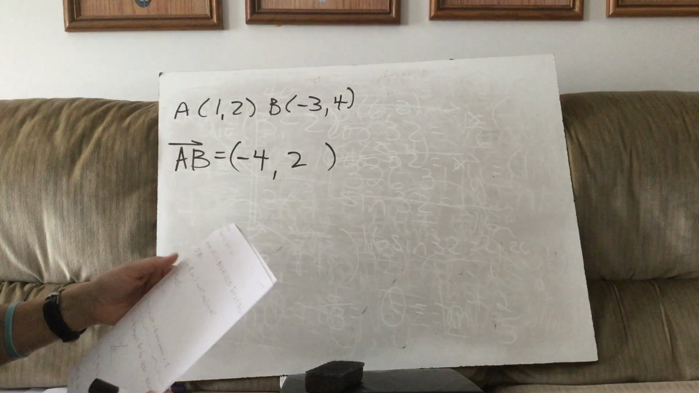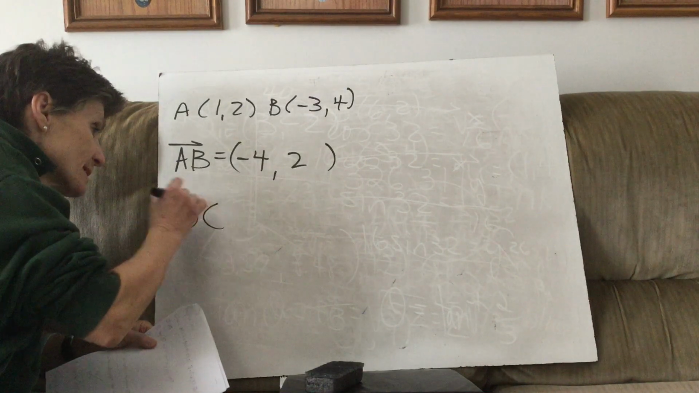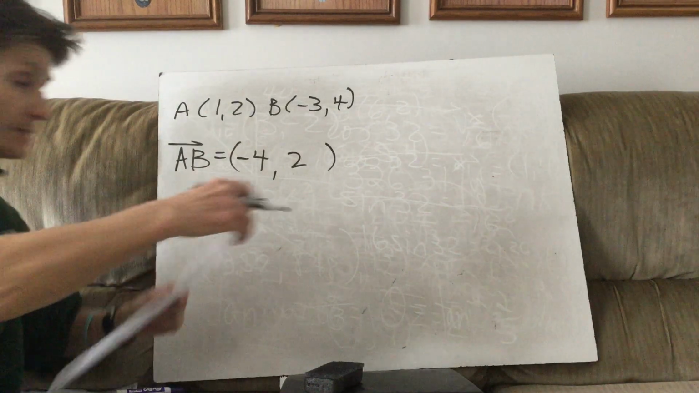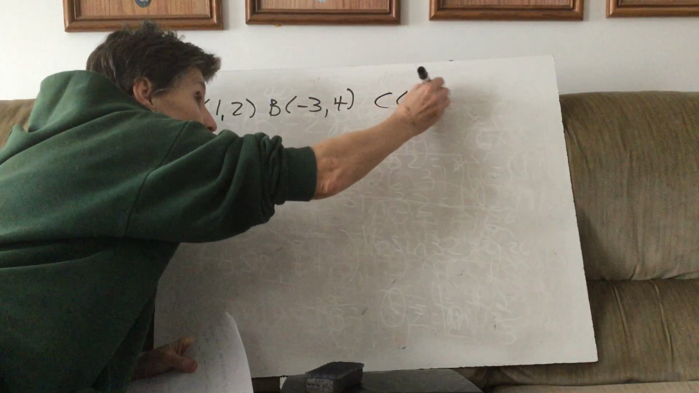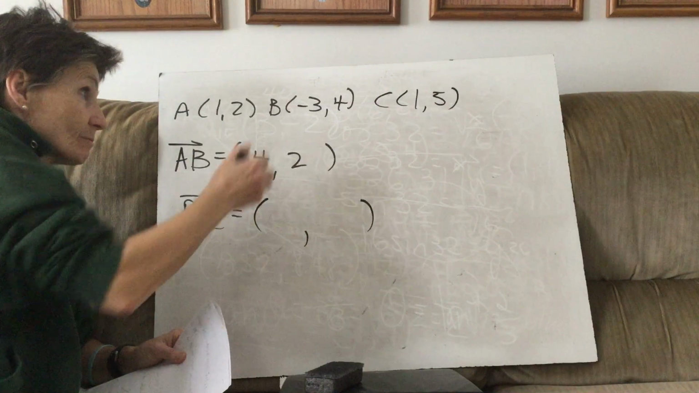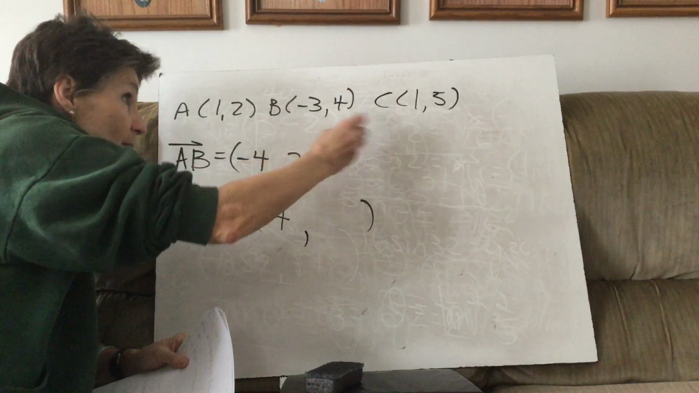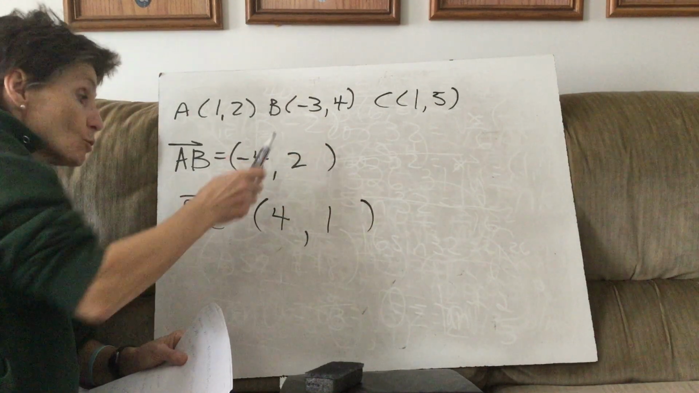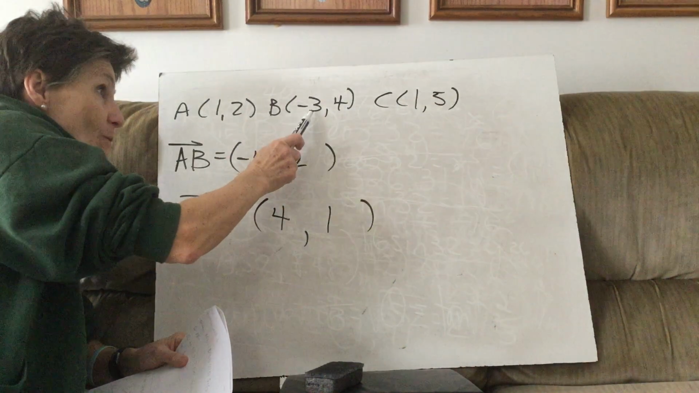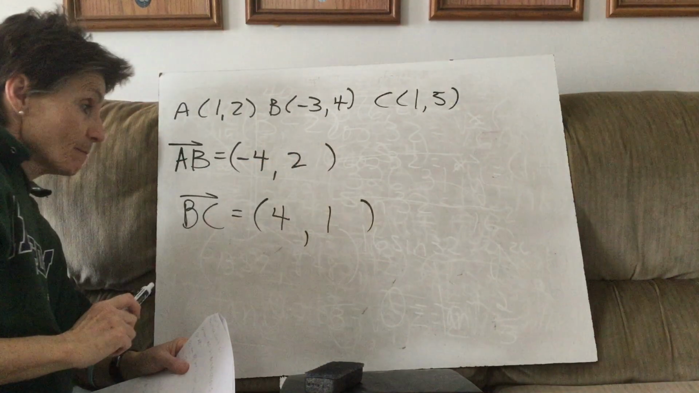Now 2 is a little bit different. It says our BC, vector BC. Well, let's figure out what BC is first of all. C is 1, 5. All right, so let's find the coordinates of vector BC. From B to C would be +4 and +1. Those are the coordinates of vector BC, from -3 to 1 and from 4 to 5.